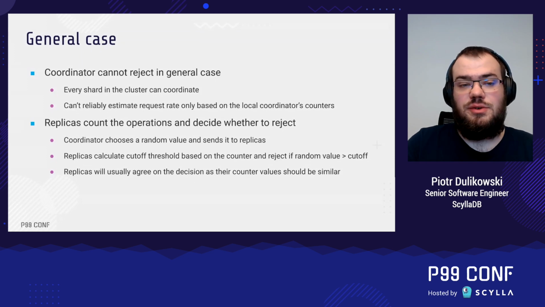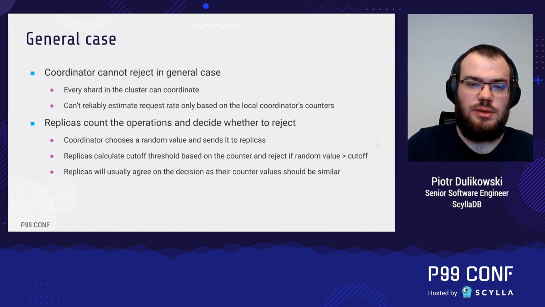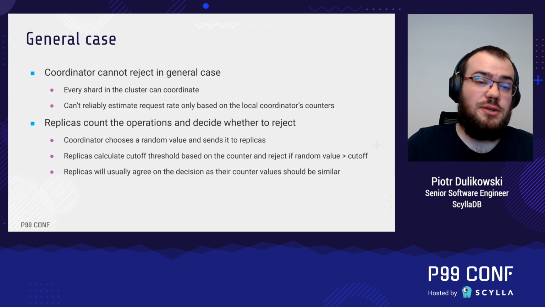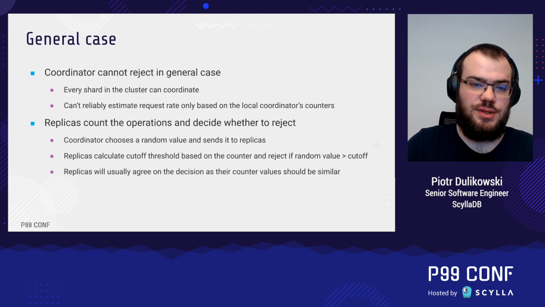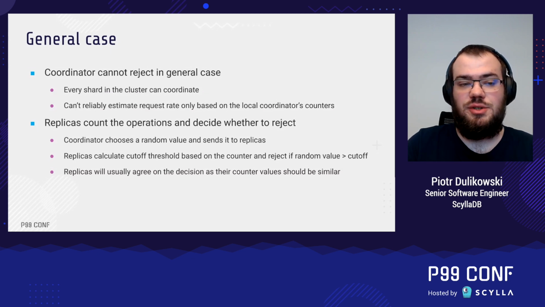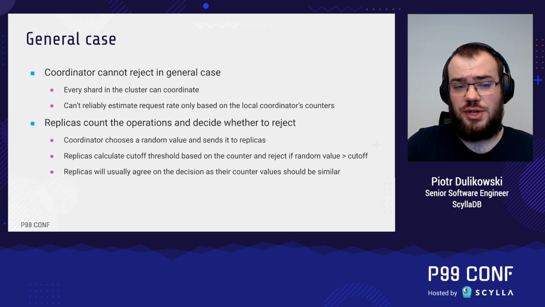As I mentioned before, rate limiting works best if rejection is done as early as possible, so it would be best if the coordinator did it. Unfortunately, this can't be done reliably in the general case. A single cluster can have hundreds of shards, and operations on a single partition may be coordinated from any one of them. Getting an accurate estimation of the rate would require communicating with all shards.